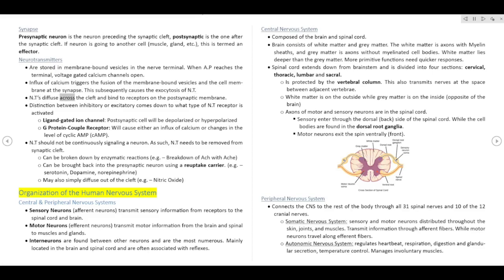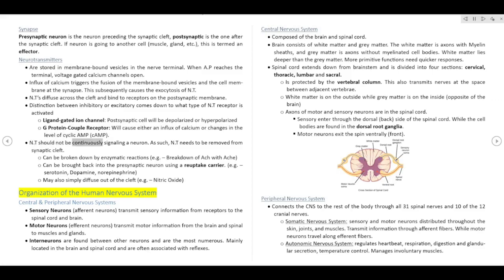N.Ts diffuse across the cleft and bind to receptors on the postsynaptic membrane. The distinction between inhibitory or excitatory comes down to what type of N.T receptor is activated. With a ligand-gated ion channel, the postsynaptic cell will be depolarized or hyperpolarized. A G-protein coupled receptor will cause either an influx of calcium or changes in the level of cyclic AMP, cAMP.